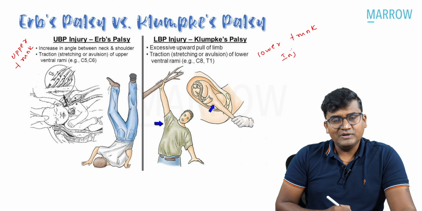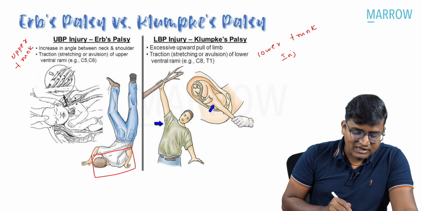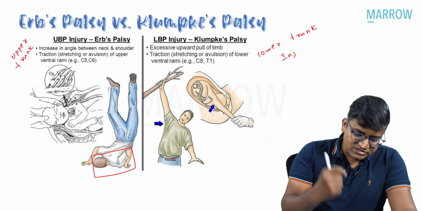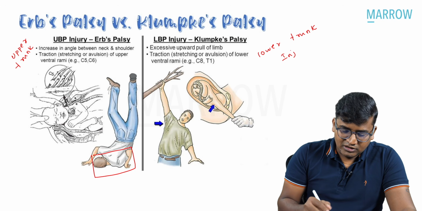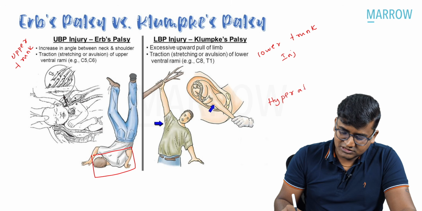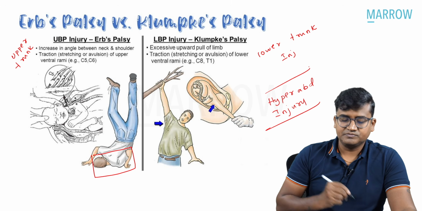Now Erb's palsy is due to an increase of the angle between the neck and the shoulder, whenever the patient falls on their shoulder, which in turn results in Erb's palsy, upper trunk injury. Now Klumpke's palsy is due to hyperabduction injuries.